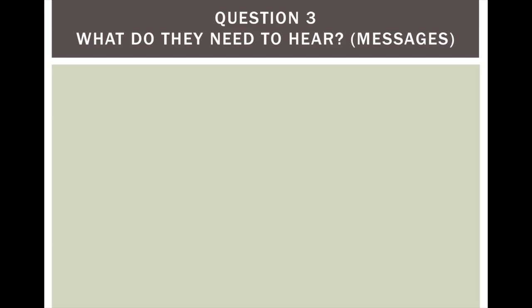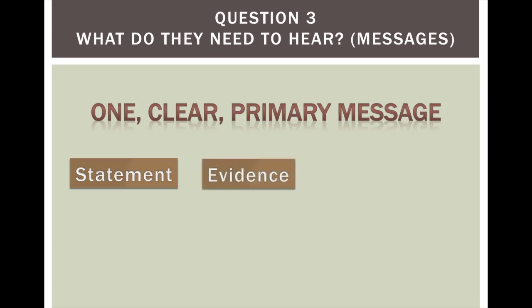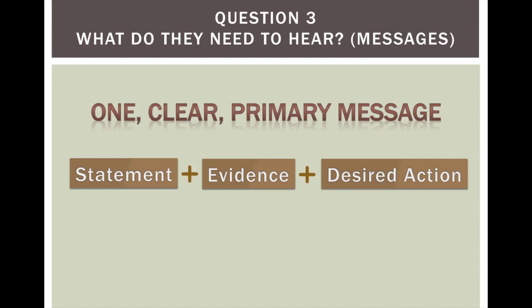Messages often need to be revised as you learn more about your policy issue and what appeals to your target audiences. But first, you need to develop one clear primary message, which clearly summarizes your position and the changes you want to bring about. One way to develop a primary message is to first think of a statement, which is the central idea of your message. The second is to think of the evidence that supports the statement with easily understood facts and figures. And finally, consider what is the action desired. That is, what is it that you want your target to do?